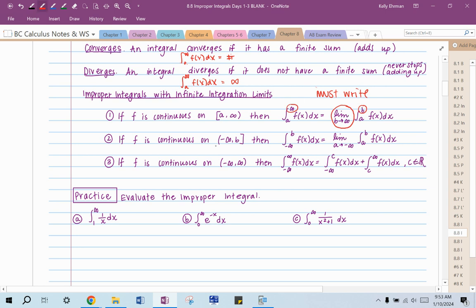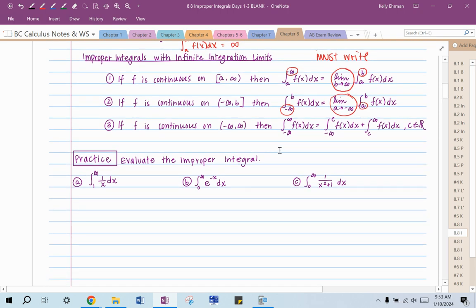Similarly, if f is continuous on the interval negative infinity to b, then you can replace the negative infinity with the limit as a approaches negative infinity. And then you've got, again, the integral from a to b. And we'll talk about scenario 3 tomorrow.